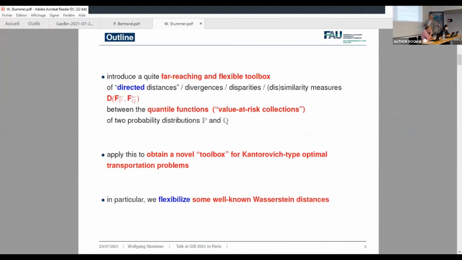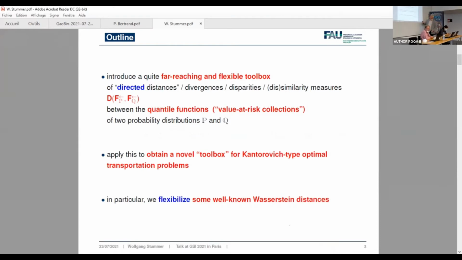So today I will introduce a far-reaching and flexible toolbox of directed distances in the sense of divergences, or you may call it disparities or dissimilarity measures between quantile functions of two probability distributions P and Q. For those who are more into finance, you could also call the quantile functions collections of value at risks.